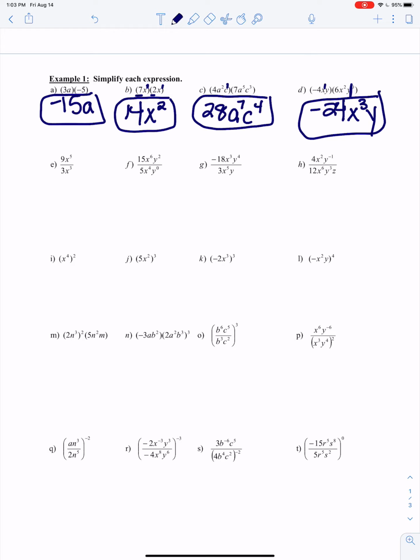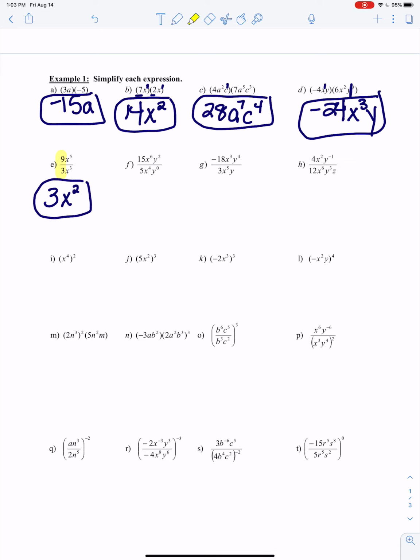Okay, now we get into division. Now for this part, when you've got whole numbers, that 9/3, and there's no powers with them, just reduce that fraction. So 9/3 is going to turn into 3. Then we subtract 5 minus 3 because it's division, so we do subtraction, x to the second.